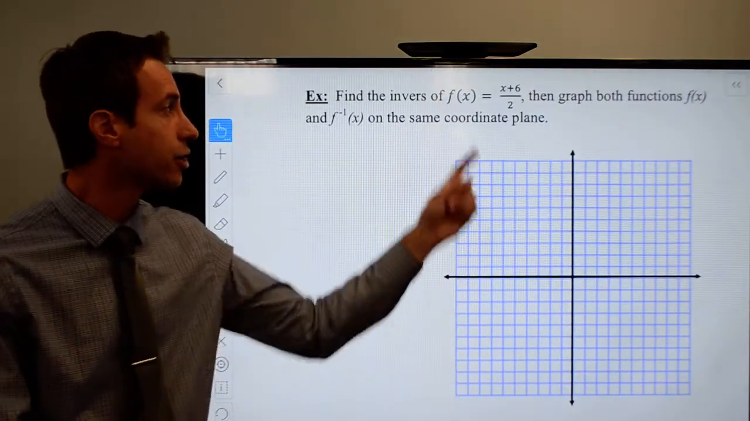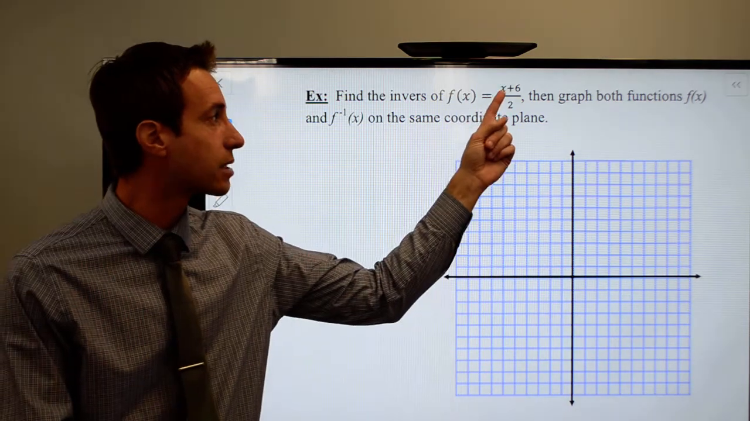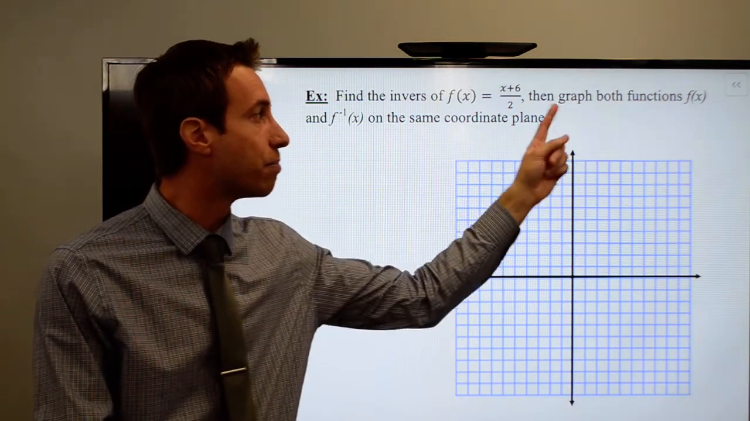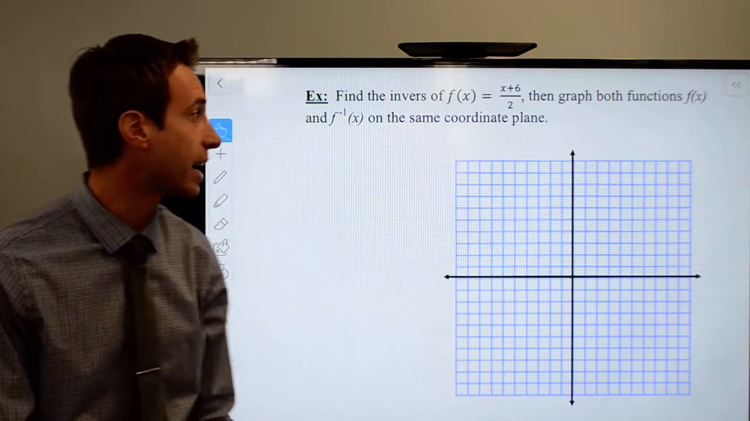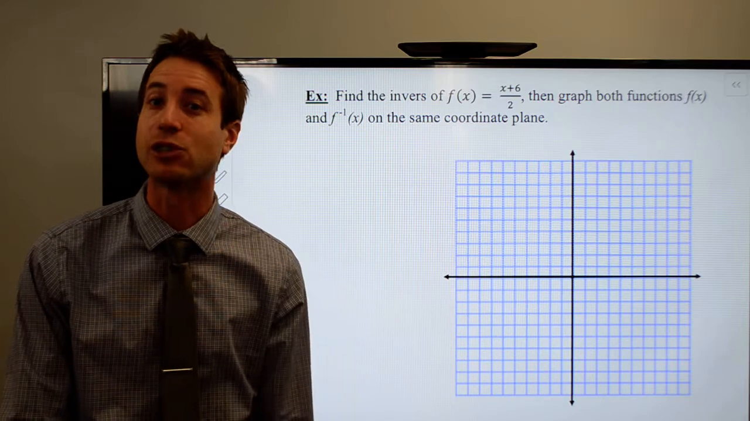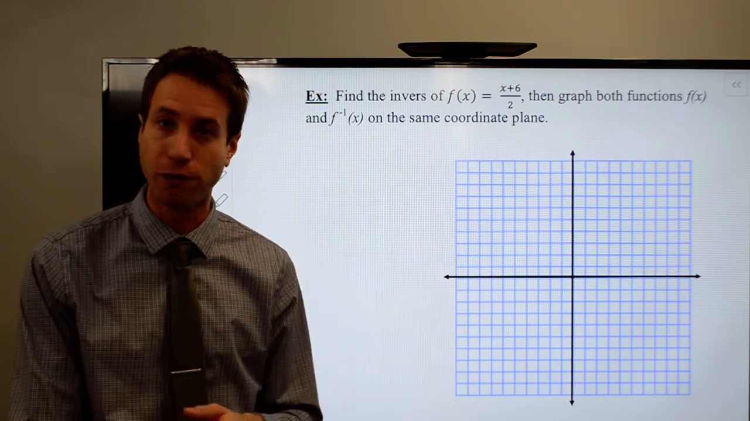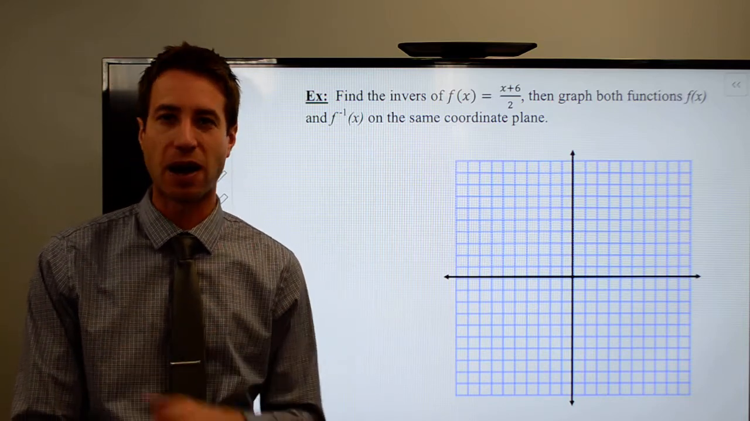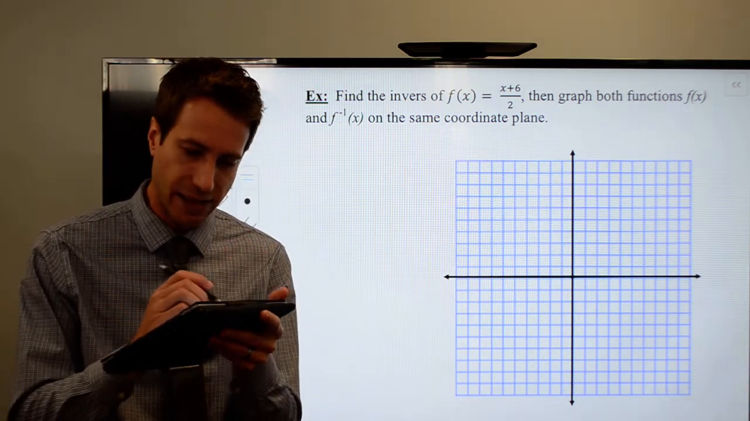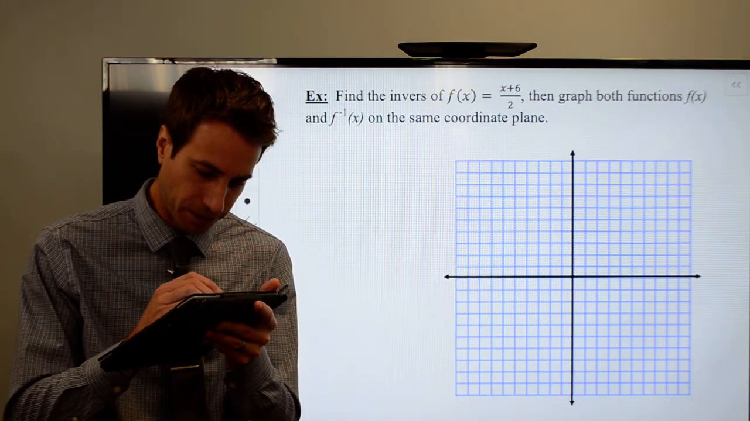Here's how it's going to work. I've given you a function, f of x is equal to x plus 6 divided by 2. I'm going to ask you to graph both the function you've been given, f of x, and I want you to find the inverse function as well as graph it. So we're going to be graphing both functions, but first we need to find f inverse. So here we go. We're going to start off by doing it this way. Step 1.